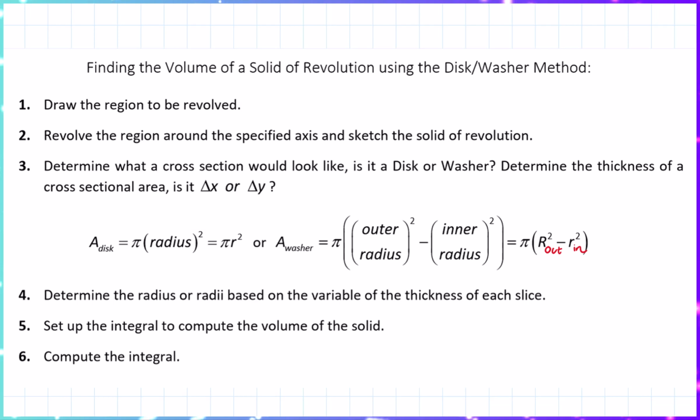Now, I do say sketch right there because some of you may draw amazing three-dimensional graphs, but that solid of revolution is three-dimensional, and we do want to have a visual of it so we can see if the cross-sectional slices are going to be discs or washers. So the next step is then to determine, is the cross-section a disc or a washer, and what is its thickness?